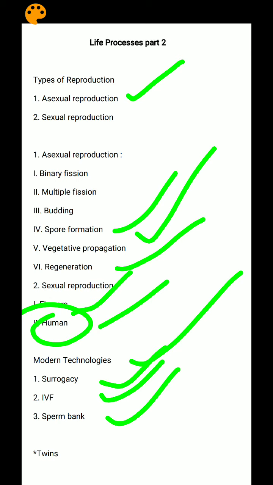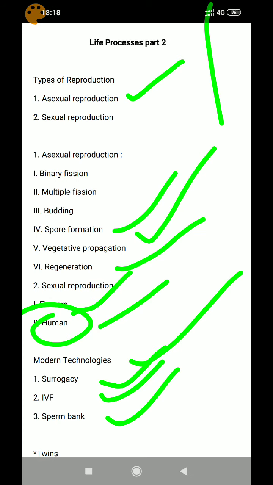Surrogate mother is a mother who develops that baby for 9 months, and after that she gives that baby to that couple. Okay. Next, IVF is the same technique like surrogacy.